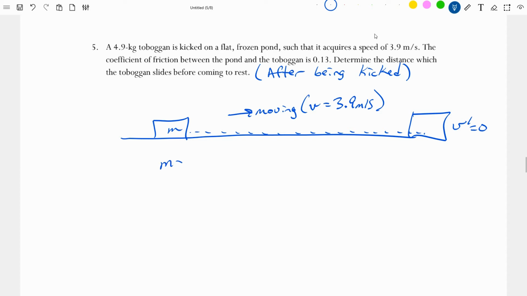So, organizing things, the mass is given, 4.9 kilograms. Requires a speed, so that initial speed, I already wrote it in there, but I'll add it in here just for clarity. 3.9 meters per second, leading to a V prime of 0. The question is, if there is a coefficient of friction 0.13, then determine the distance which the toboggan slides before coming to a rest. So over what distance did it go?